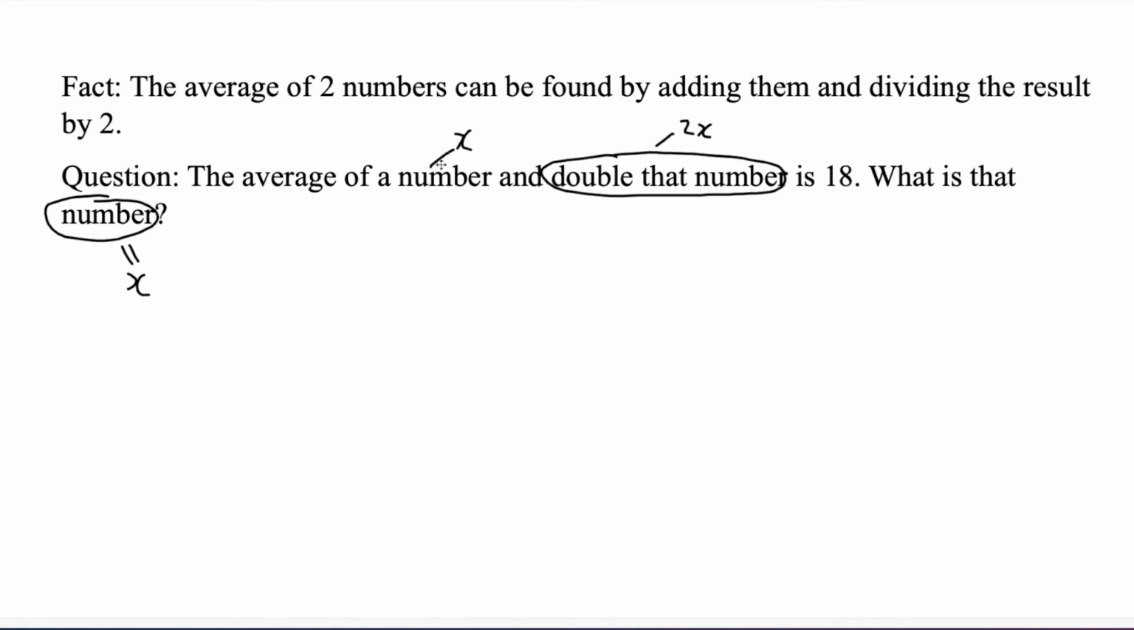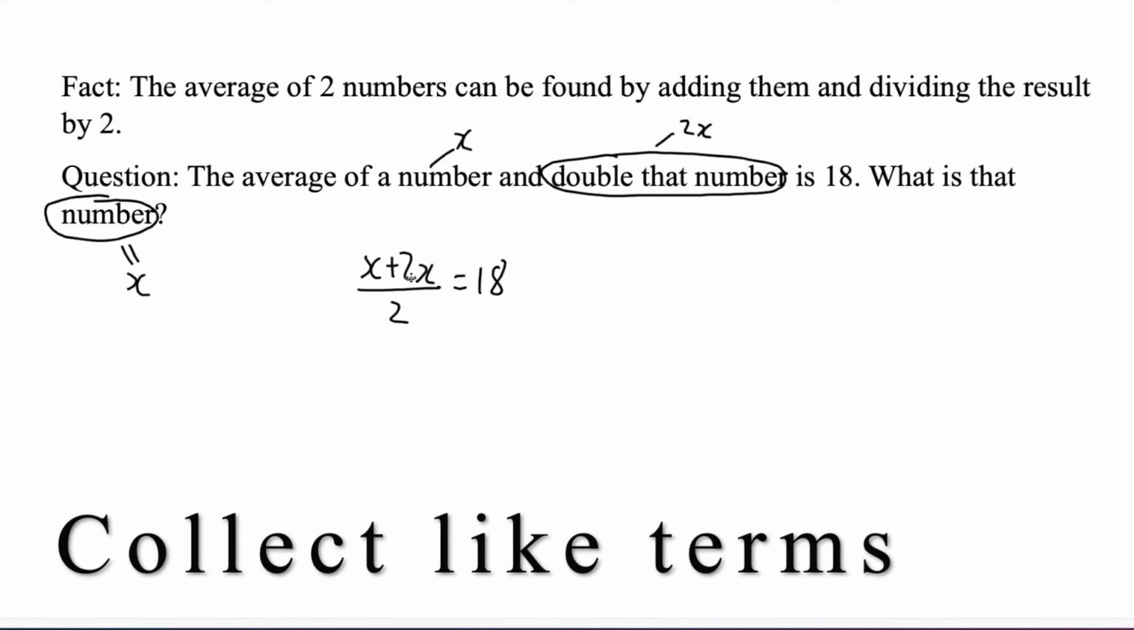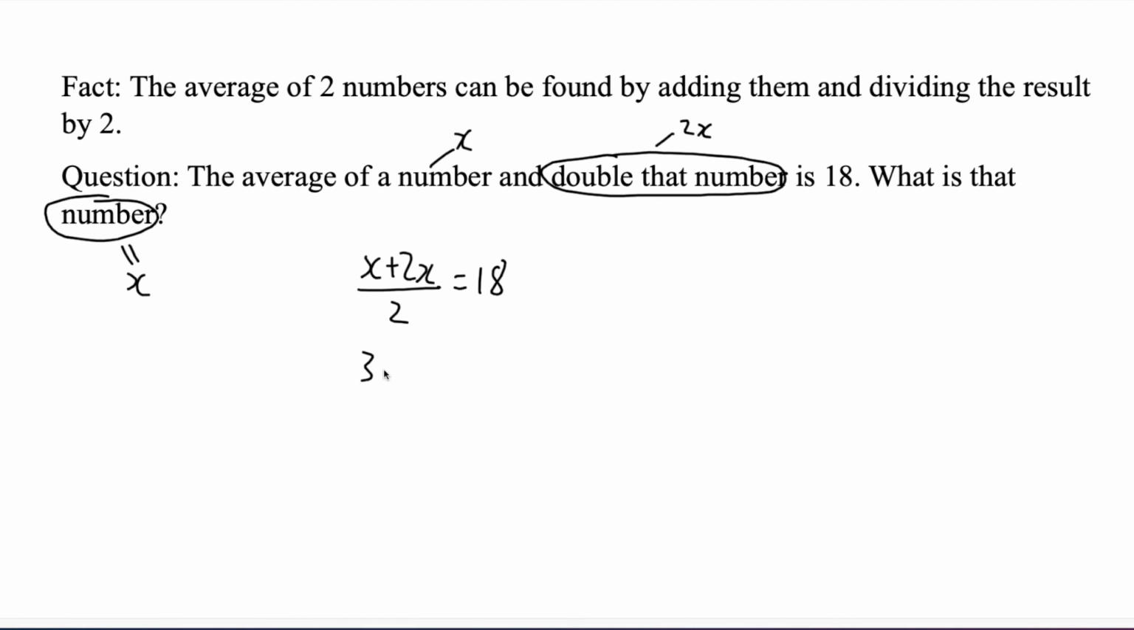Good. So this is the average of a number and double that number. Remember, the average of two numbers can be found by adding them and dividing the result by 2. So the average of a number and double the number, okay, is 18. What is that number? So now we have to solve this equation, okay? So how do you solve it? Well, if you look at the top of the fraction, you have x plus 2x. So we can collect the like terms here. 1 apple plus 2 apples gives you 3 apples. Good. Divided by 2 is equal to 18.